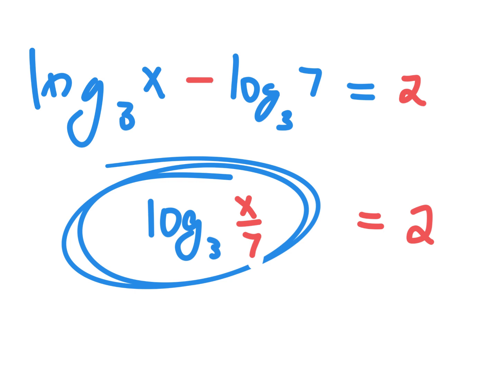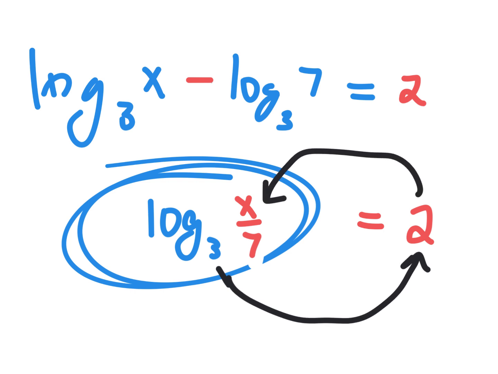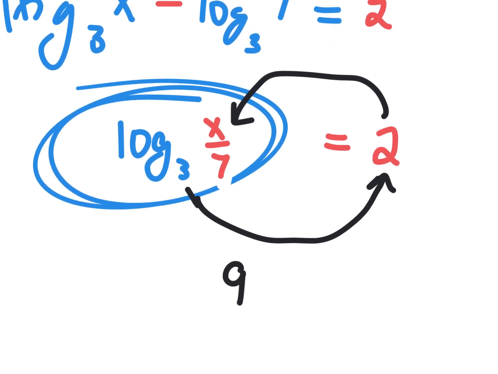It's the most important thing you've got to know about logs: how to rewrite them so they aren't logs. Get it? So it's not a log anymore. Do you remember the circle of logs? It's like the Disney movie. Some musician just rolled over in his grave. That to the that equals that. 3 squared is 9 equals x over 7. And that's easy to solve.